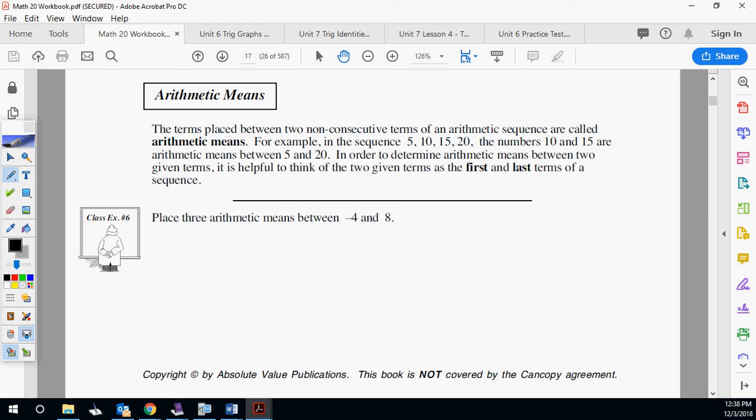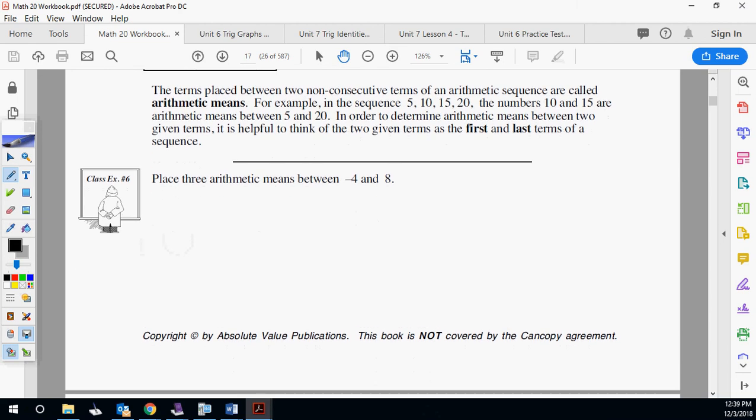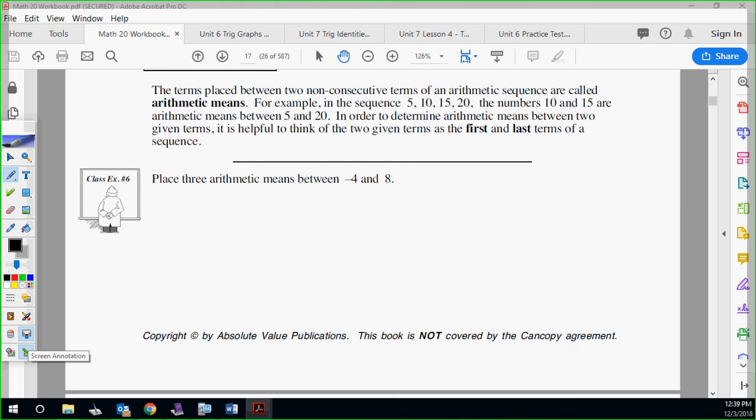In order to determine arithmetic means between two given terms, it's helpful to think of it as a first and last term. I'll show you what they're talking about. I know it sounds kind of confusing, but if you do the problem, it makes more sense. -4, it says 3 arithmetic means between them. That just means 3 numbers that we don't know.